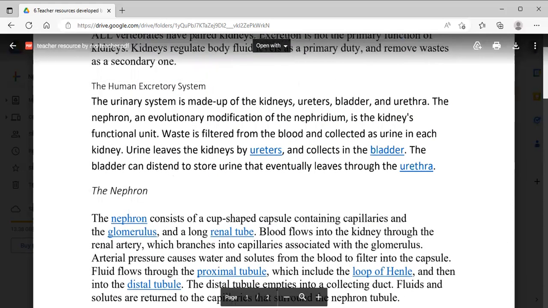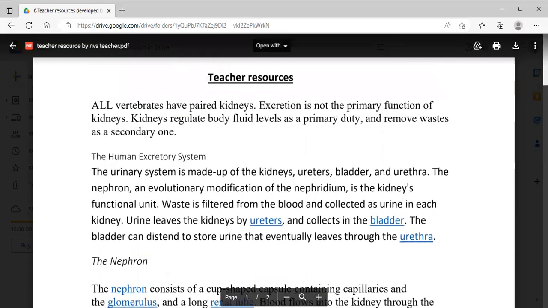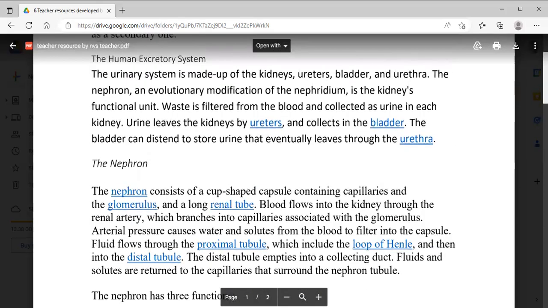का फंक्शंस पढ़ लिए, and we have also studied about the excretion and the excretory system.